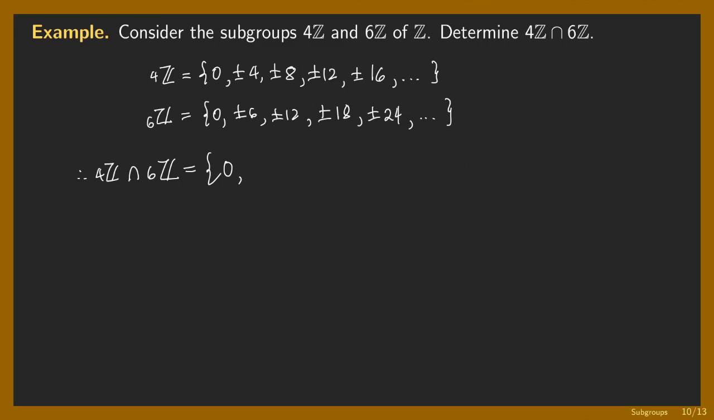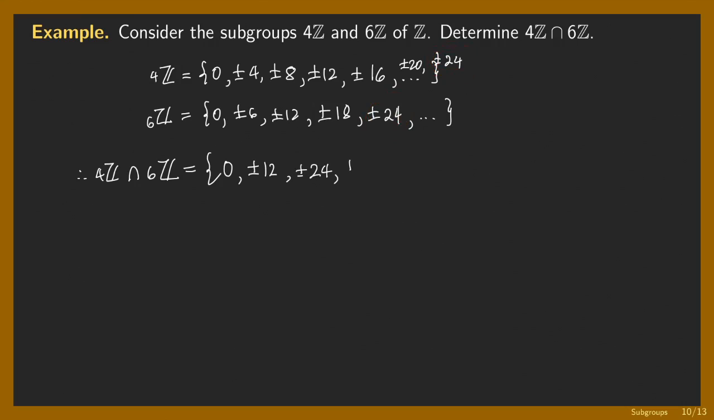What is common? As you can tell, this one and this one are common, so plus or minus 12. What's the next one? Yes, you're correct, because what's next here is plus or minus 20, then plus or minus 24. The next one after that is plus or minus 24. What's next?